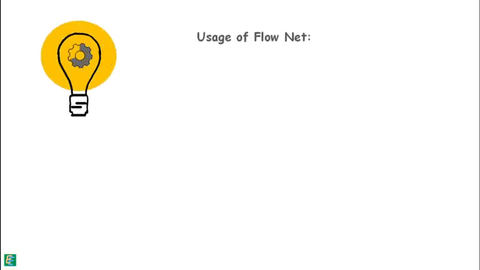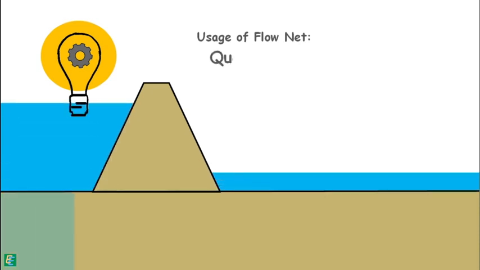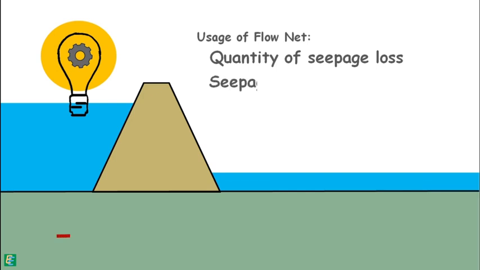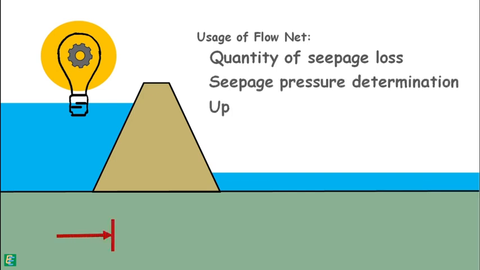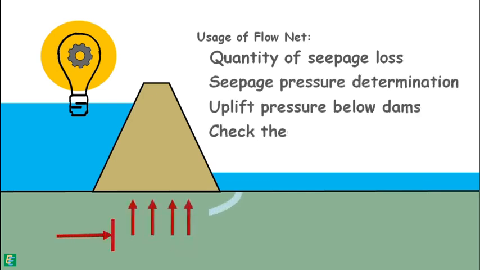We can use the flow net to find solutions to our engineering problems, such as the estimation of quantity of seepage losses from reservoir, determination of seepage pressure, uplift pressure below dams, and to check the possibility of piping and many others.